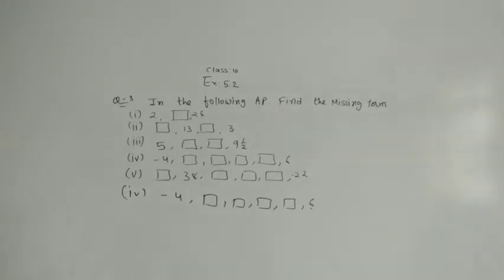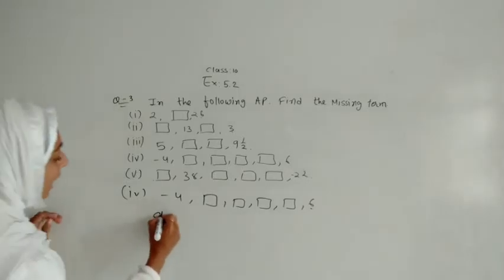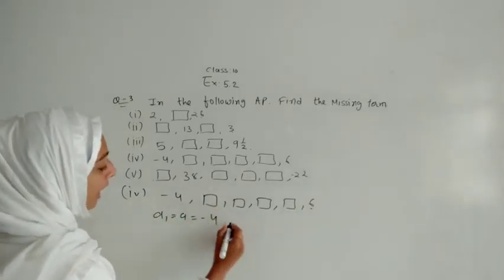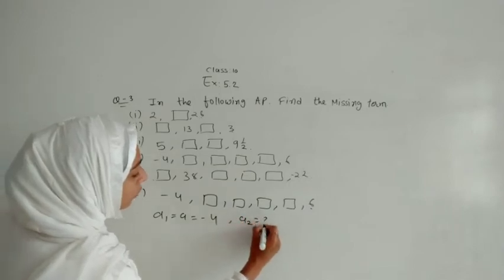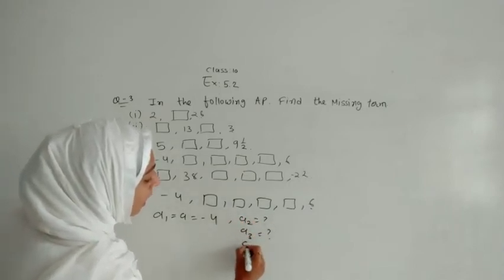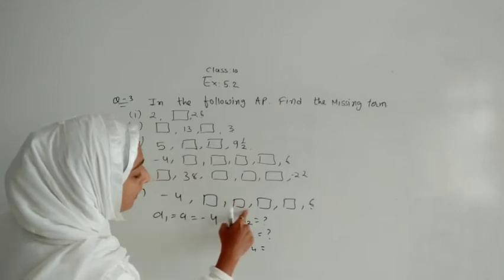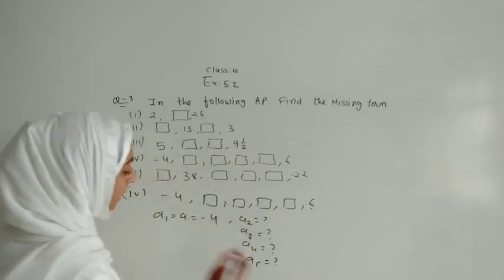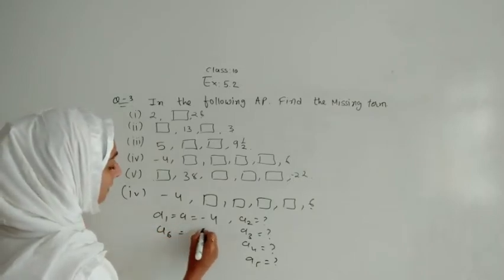So my dear students, as you can see on the screen, so many terms are missing over there. बहुत सारे terms missing हैं, so हम कैसे करेंगे? We are having A1 that is A and that is given as -4. Then we are not having the second term that is question mark, third term question mark, A2, A3, A4, A5 question mark, ये सब नहीं है. Directly we are having A6 that is 6.